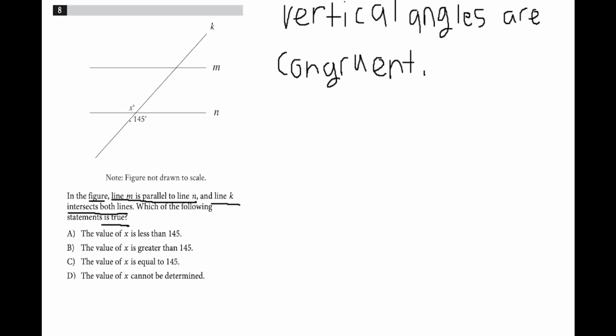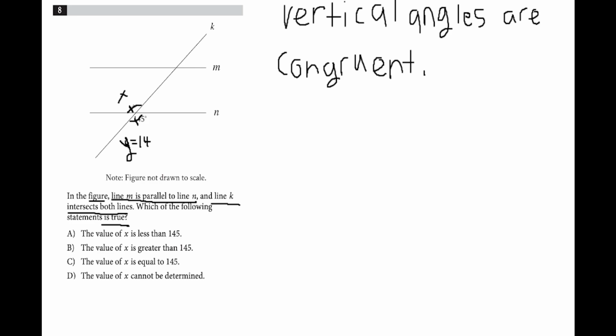It says, in the figure, line M is parallel to line N, and line K intersects both lines. Which of the following statements is true? So you just have to know one simple concept for this problem, which is that vertical angles are congruent. Now I'm going to draw on the figure to signify where our vertical angles are. We're going to have X as our top angle, and here we have Y as our bottom angle.